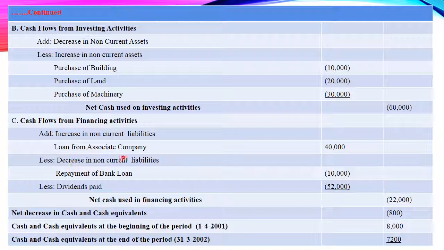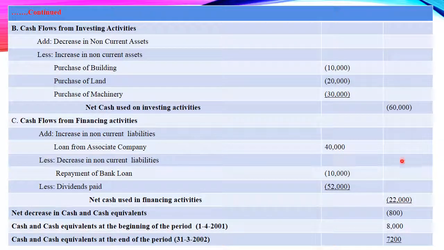Then you less any decrease in non-current liabilities. When a non-current liability decreases, it means that the company has paid up the loan. In this case, if you look at the bank loan, it has reduced by 10,000, and when it's reduced, it means the company has paid 10,000. It means that our cash has reduced by 10,000. That reduction, we less it there. Then don't forget to less the dividends. The dividends, remember, these are the shareholders' earnings, which we also pay, and when you pay them, you are reducing the cash. So we less 52,000, and we get the net cash used in financing activities as 22,000.